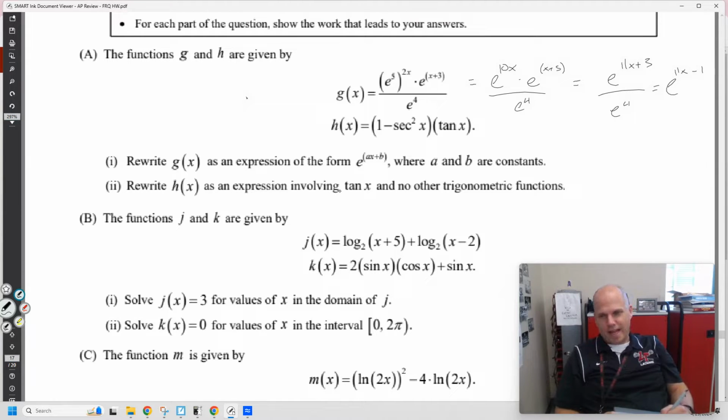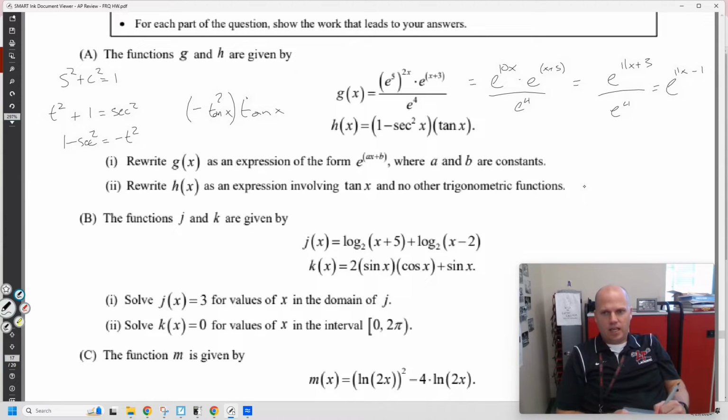Okay, we want to get tan x. This is sine squared plus cosine squared equals 1. Turn it into secant squared, divide everything by cosine squared. We get tan squared plus 1 equals secant squared. 1 minus secant squared. Careful, it'll be negative tangent squared. So this is negative tangent squared times tangent, which is negative tan cubed.